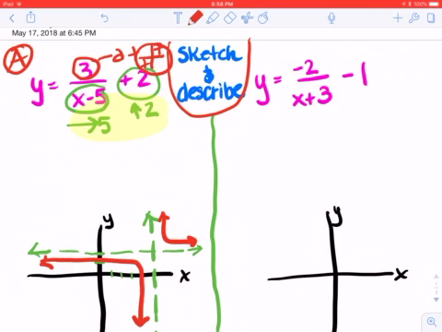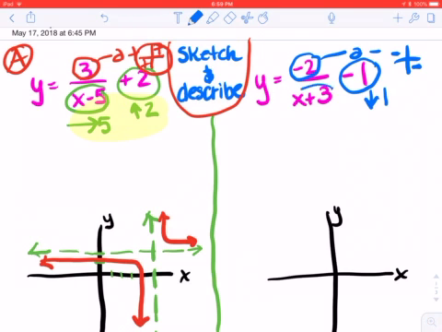Okay, so let's go and mark up the other one that we have on the other side here. So this -2 is our A value, and when A is negative, that basically means my graph is going to be in those two quadrants. If it's -1, it means I'm going to go down 1. And this x plus 3 tells me I'm going to go to the left 3.